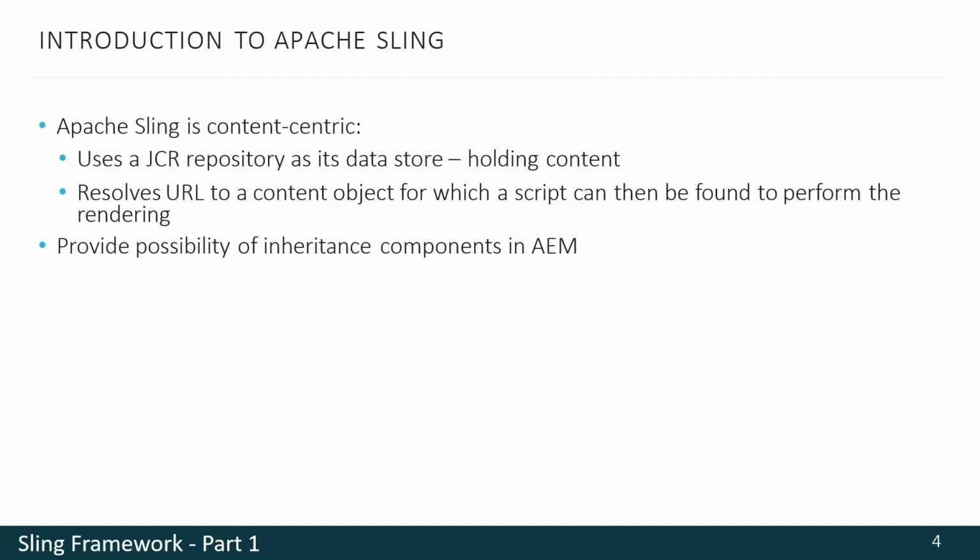When processing a web request, Apache Sling resolves the request URL, analyzes the content at the resolved paths, and determines which script in the repository should be executed for rendering content. In addition, a part of that framework provides a very powerful functionality for component and dialog inheritance.